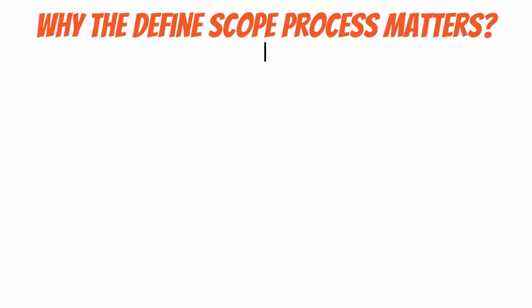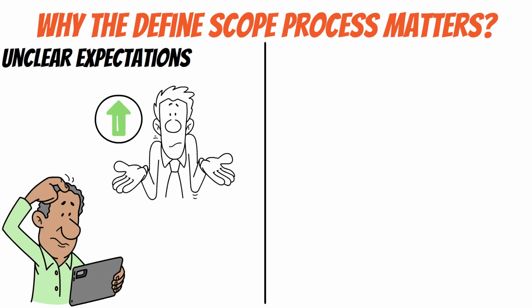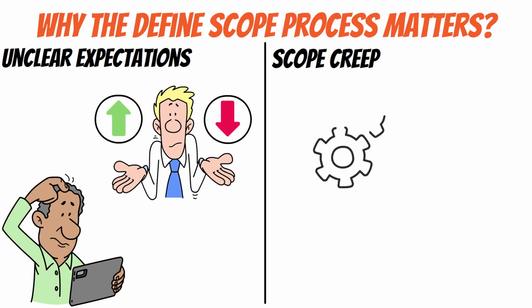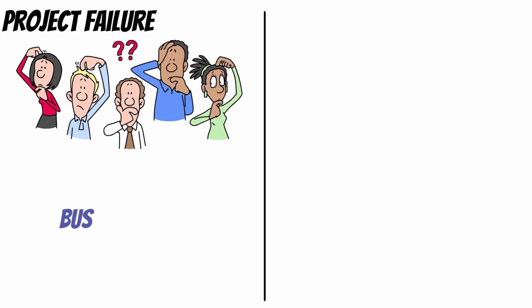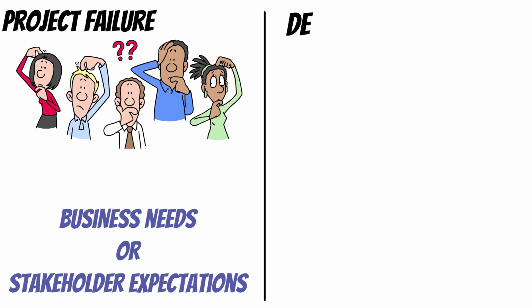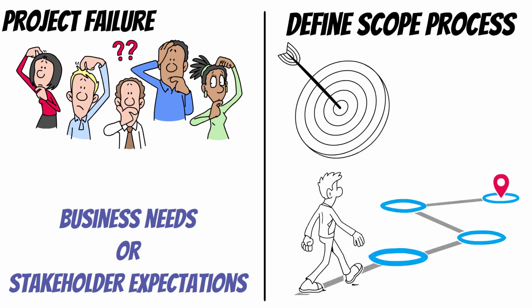Why does the define scope process matter? Because skipping or rushing through this process can lead to unclear expectations, where stakeholders assume different things, leading to misalignment. Scope creep, uncontrolled changes that stretch the project beyond its limits. Project failure, delivering something that doesn't meet business needs or stakeholder expectations. A strong define scope process sets clear boundaries, helps manage expectations, and keeps your project on track.